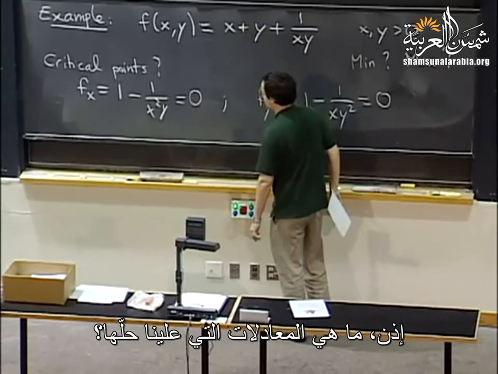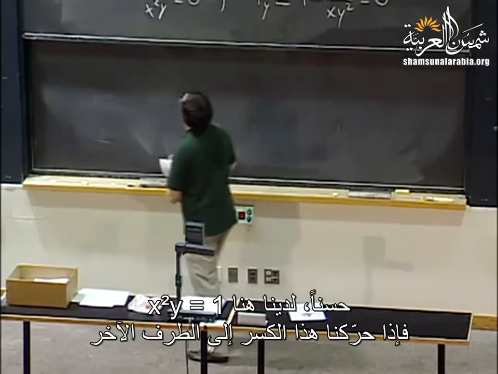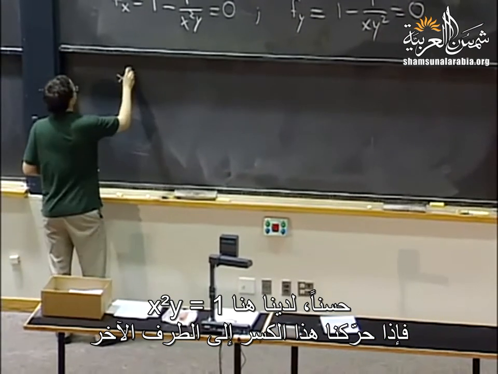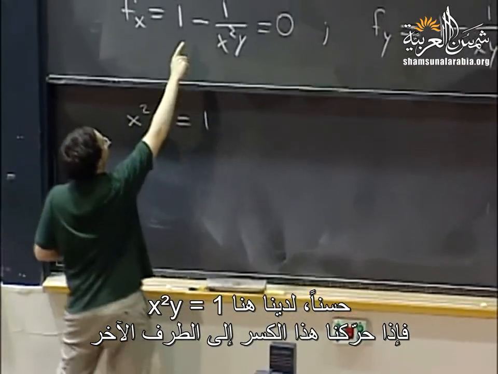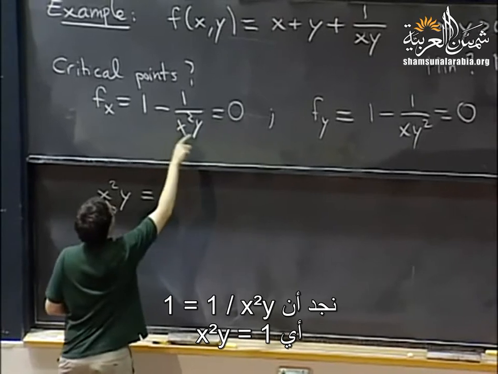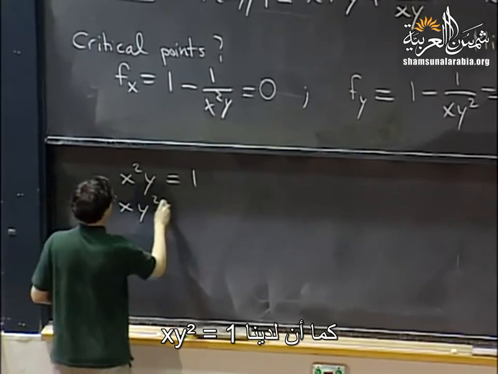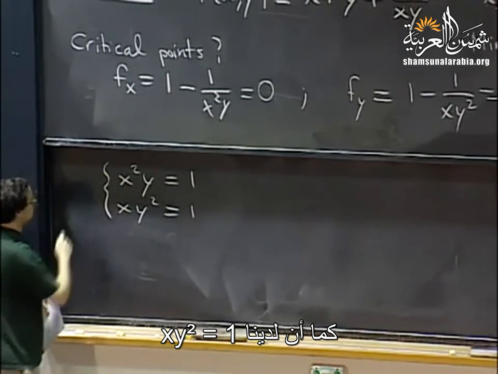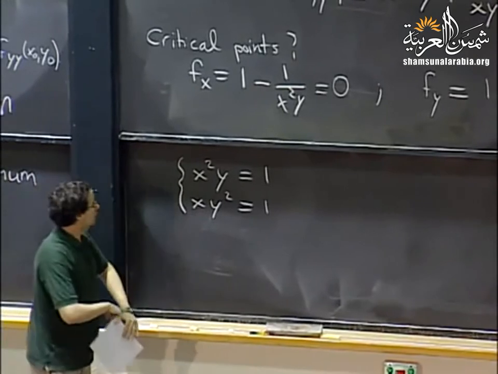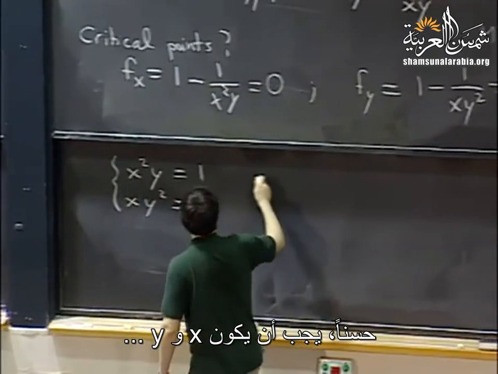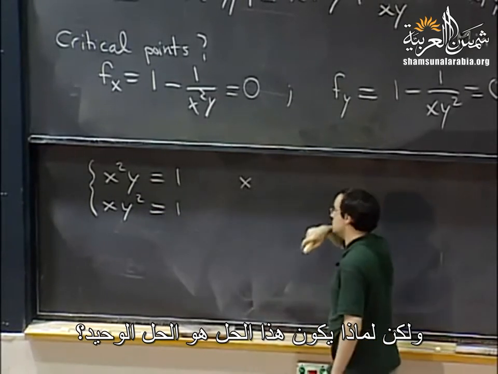So what are the equations we have to solve? Well, I guess x squared y equals 1. If I move this guy over here, I get 1 over x squared y equals 1. That's x squared y equals 1. And x y squared equals 1. What do you get by comparing these two? Well, x and y should both be, yes, I agree with you that 1 and 1 is a solution. Why is it the only one?